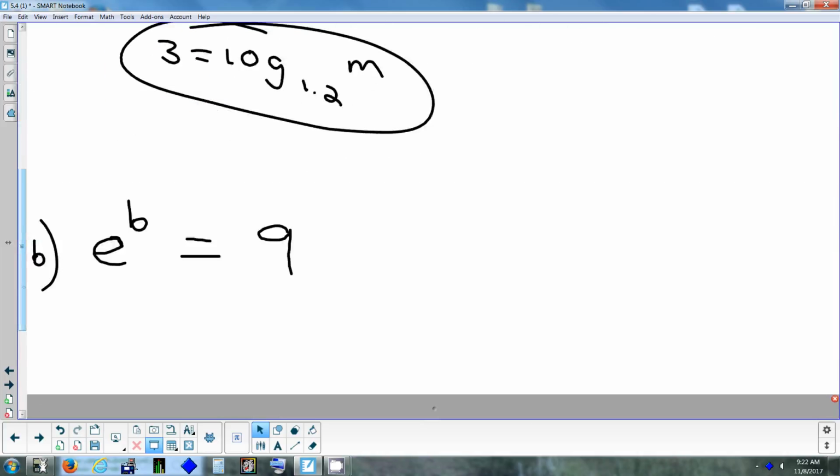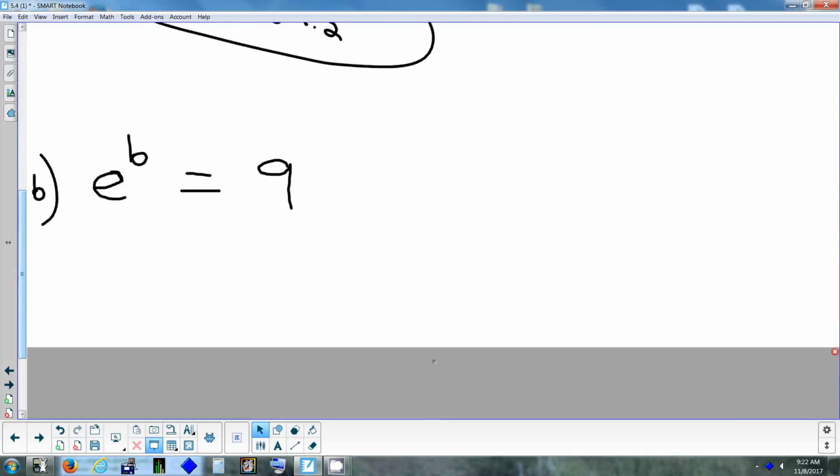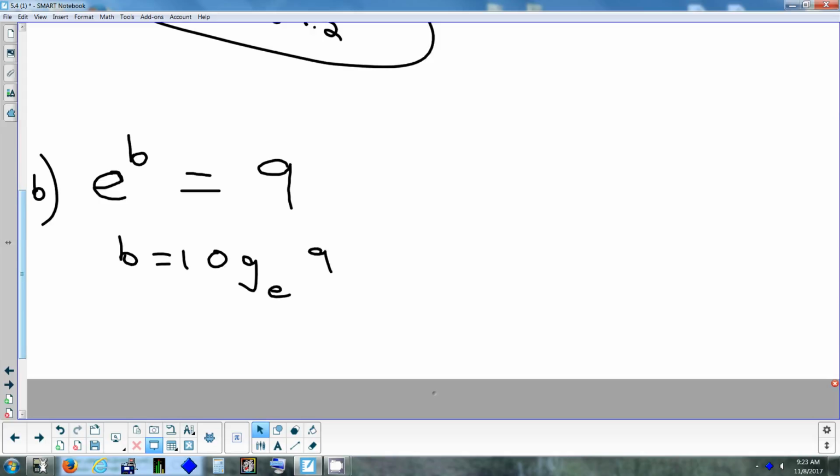All right, let's try this one. Let's start with log. Dylan, what's my base here? E. Yep, e. Again, logarithms always equal the exponent. So Sam, what's my exponent here? B. And the only thing I haven't used yet is the 9.